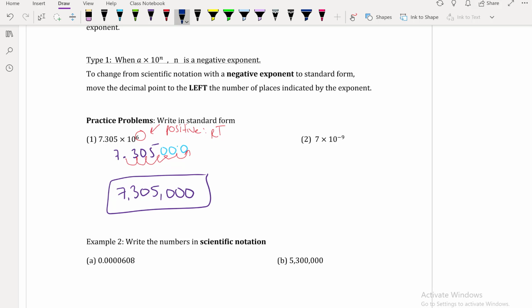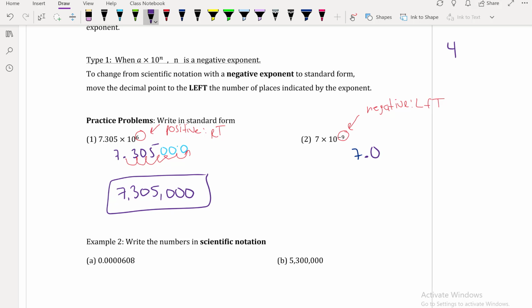For number 2, our second one, I have a negative exponent on the scientific notation. So that means I'm going to move it to the left. So even though you don't see it, you can think of this as a 7.0, okay?